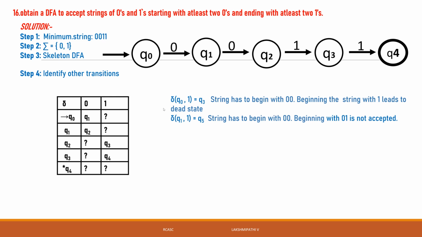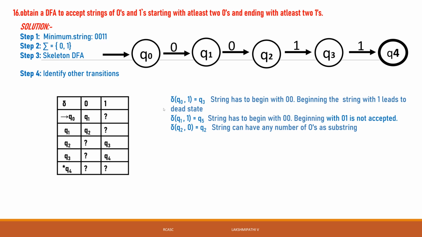Then once again Q1 of 1 is also Q5, because the string has to begin with 0 0. Beginning with 0 1 is not accepted. Then come to Q2 of 0. Q2 of 0 is Q2 only, because the string starts with two zeros, and in between any number of zeros as a substring will be accepted. That's why the string can have any number of zeros as a substring.